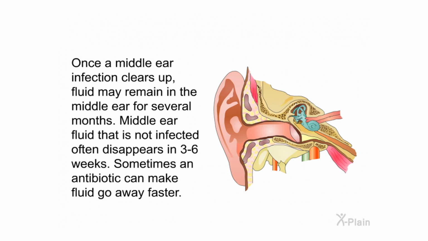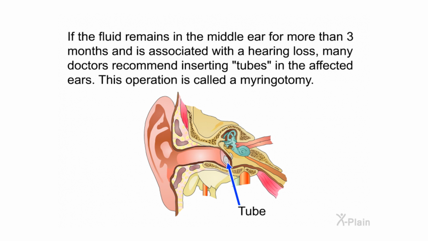Once a middle ear infection clears up, fluid may remain in the middle ear for several months. Middle ear fluid that is not infected often disappears in 3 to 6 weeks. Sometimes an antibiotic can make fluid go away faster. If the fluid remains in the middle ear for more than 3 months and is associated with a hearing loss, many doctors recommend inserting tubes in the affected ears. This operation is called a myringotomy.